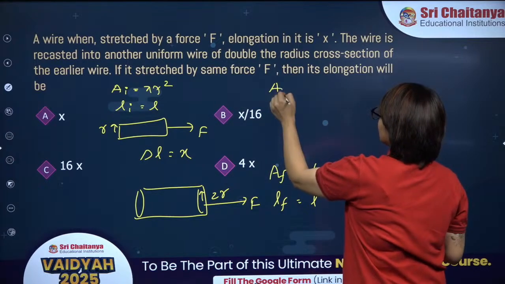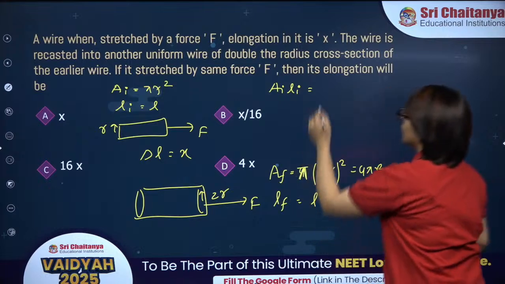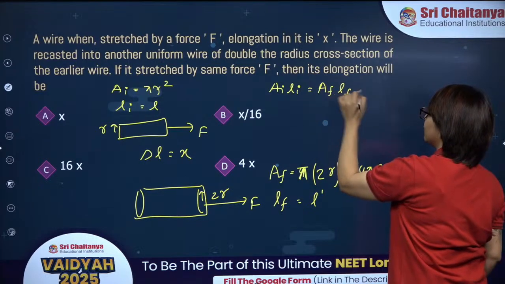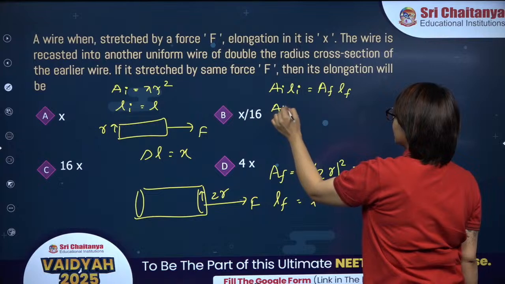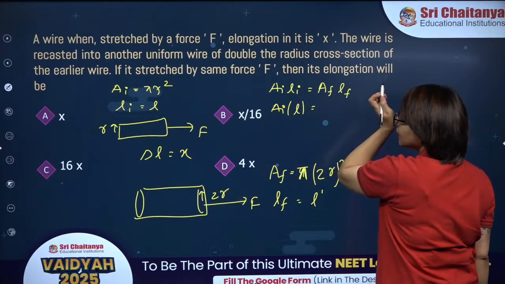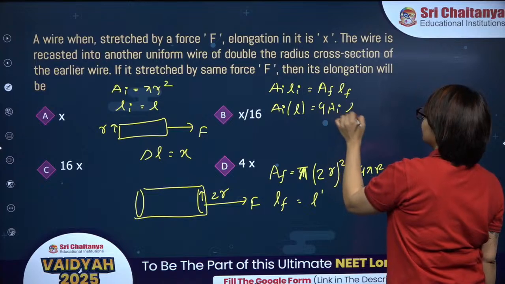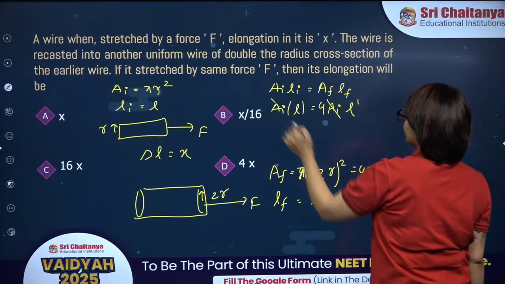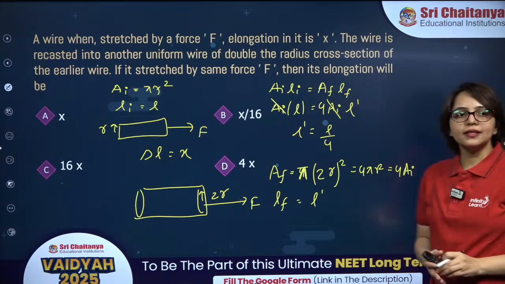So A initial into length initial is initial volume, and it should be equal to final volume as A final into L final. So A initial is A initial only, L initial is L, A final is 4 times A initial and L final is L dash. A initial cancels, so L dash is equal to L by 4.